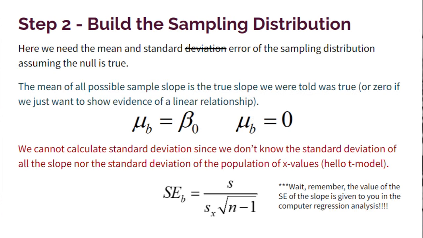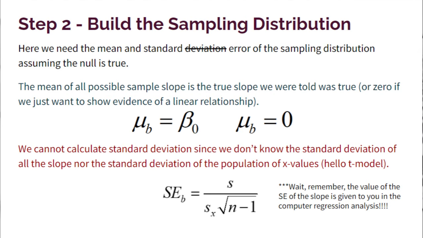All right, next up is actually building the sampling distribution. This is also in step 2. So we have to go ahead and find the mean and the standard deviation. Well, we typically don't use standard deviation. We're going to have to use standard error, because we only have our sample data to work with. But again, this is stuff that we already know, and it's all going to be given to you in one of those computer output analysis charts.